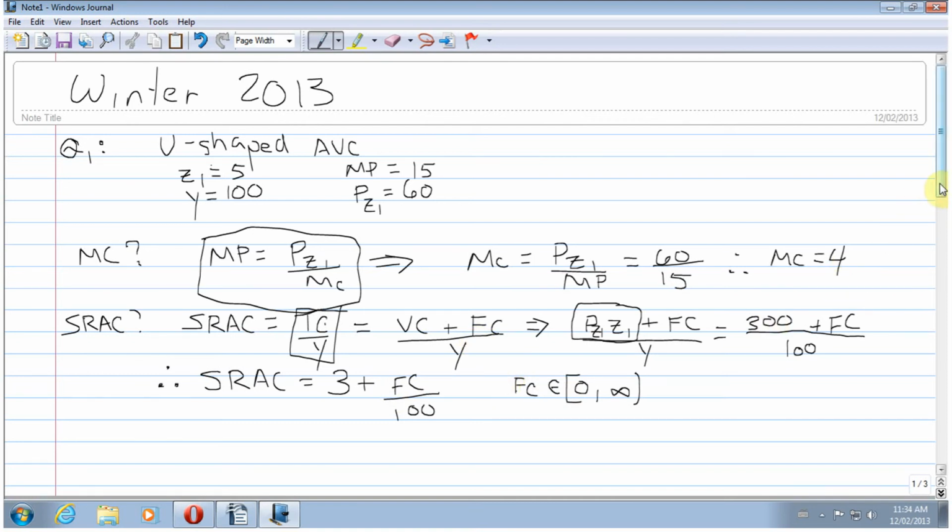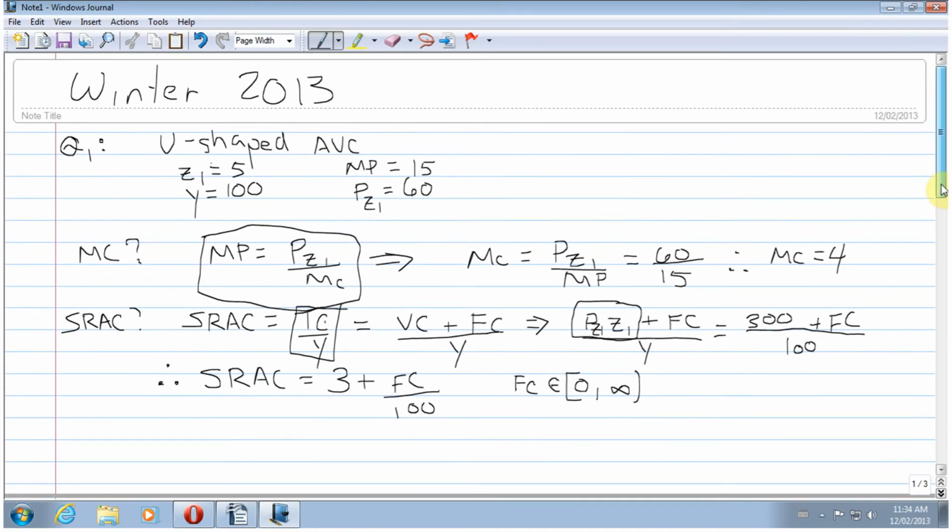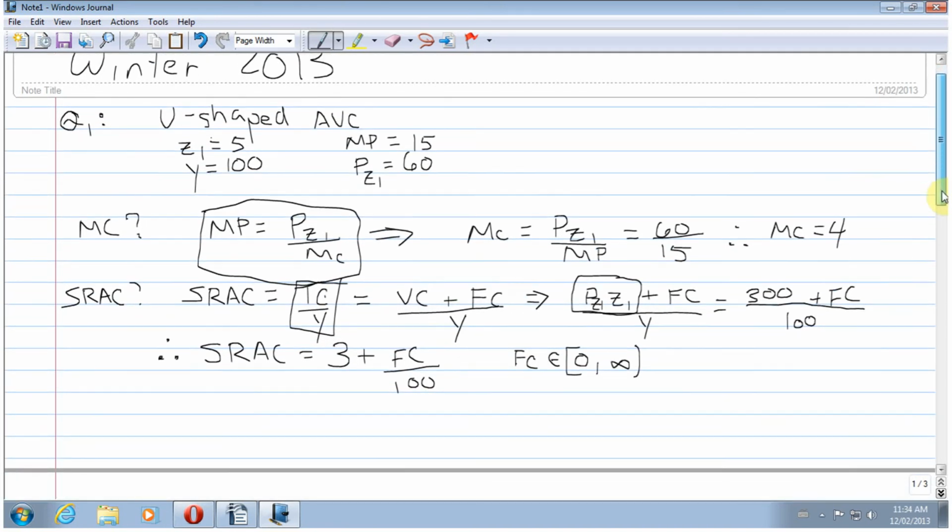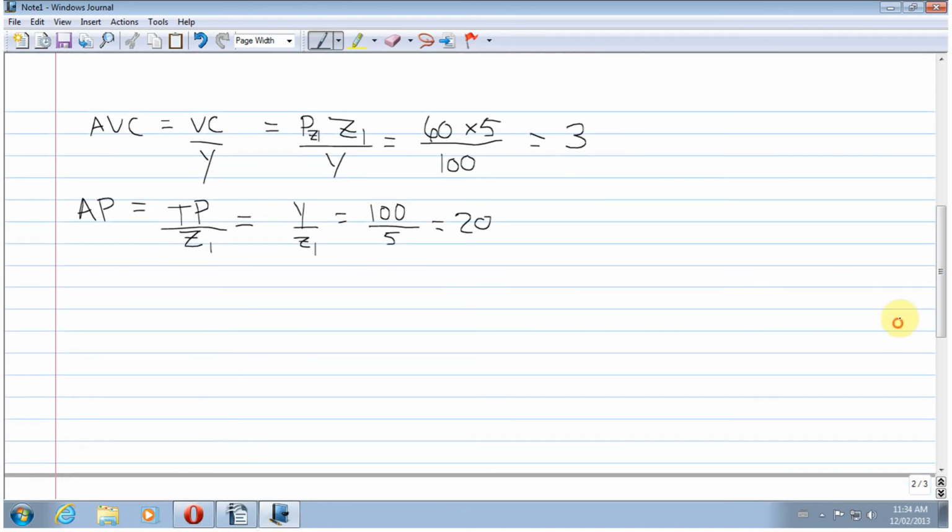If we move on, the third section, which said what was marginal product, I guess that was just a reading test because it was given in the question. The next one is average variable cost, which is just the variable cost over the quantity. I've already mentioned that variable cost is the price of the variable inputs times their quantities, which in this case is PZ1 times Z1, all divided by Y. Again, we have 60 times 5 over 100, and that's going to equal 3 for your average variable cost.